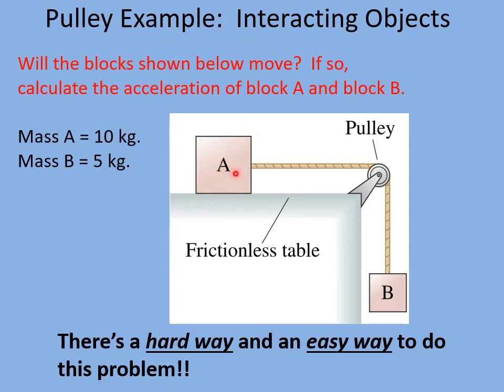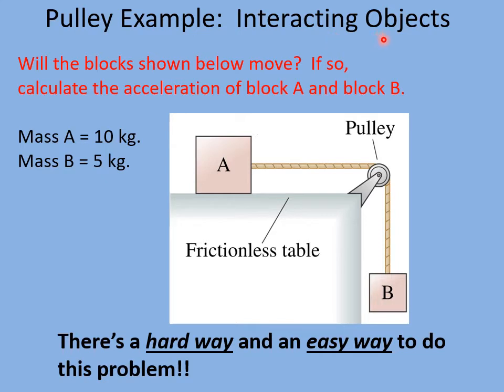Now, it may move very slowly. If A has a lot of mass and the tension is very small, then its acceleration is going to be tiny, but it will absolutely move in every case, no matter what the masses of A and B are.